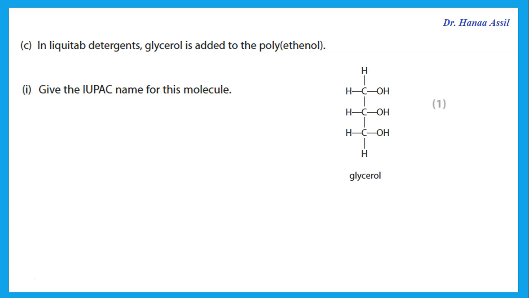In liquid tap detergents, glycerol is added to polyethanol. So this is glycerol. Give the IUPAC name for glycerol. We have, of course, 3 carbons with 3 hydroxyls. So this is propane-1,2,3-triol.